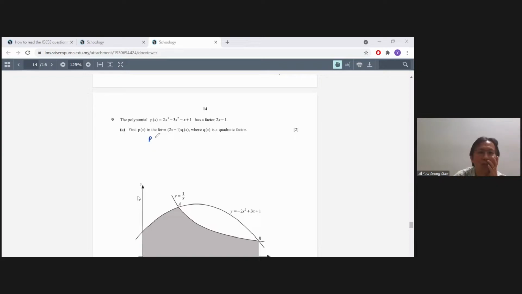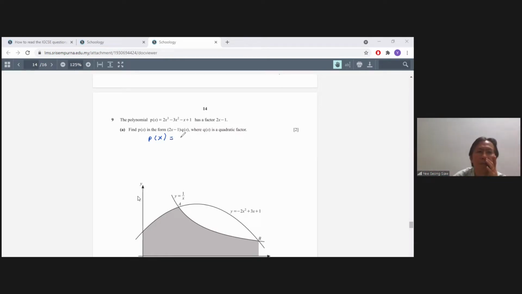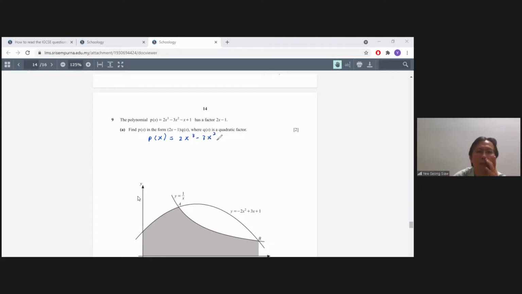So you want to change to this form. How do you change? Like copy, the factor theorem. Yeah, factor theorem. Under the topic of polynomial, there is a factor theorem, there is a binomial theorem. No, factor theorem, remainder theorem.